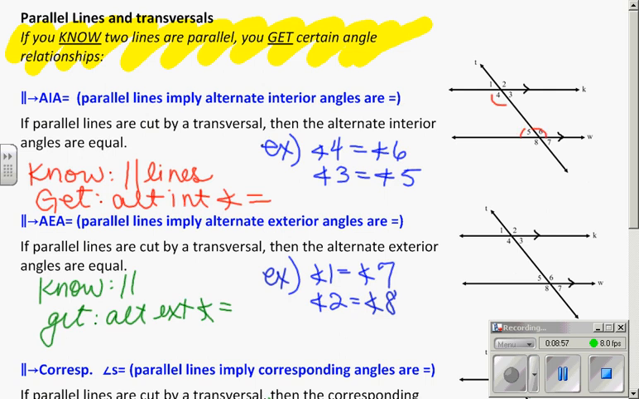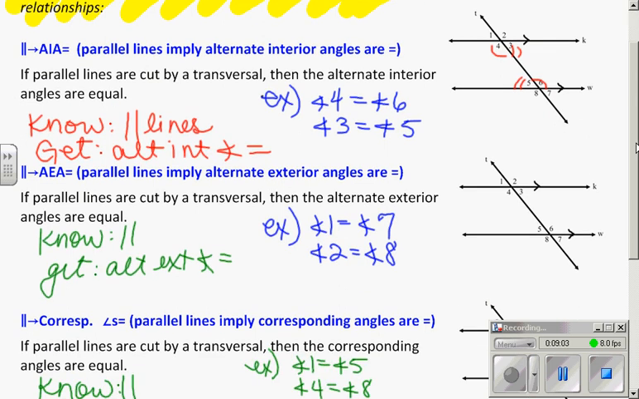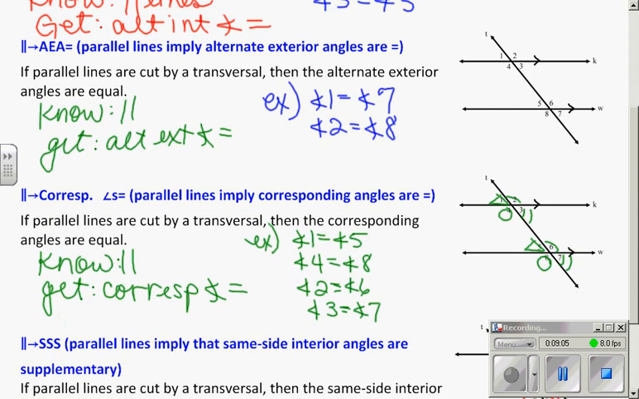An alternate interior pair would be 4 and 6, 5 and 3, because in this case, our transversal is T. Alternate exterior angles are also equal. If I know the lines are parallel, I get that alternate exterior angles are equal. Alternate exterior would be 1 and 7, 2 and 8.